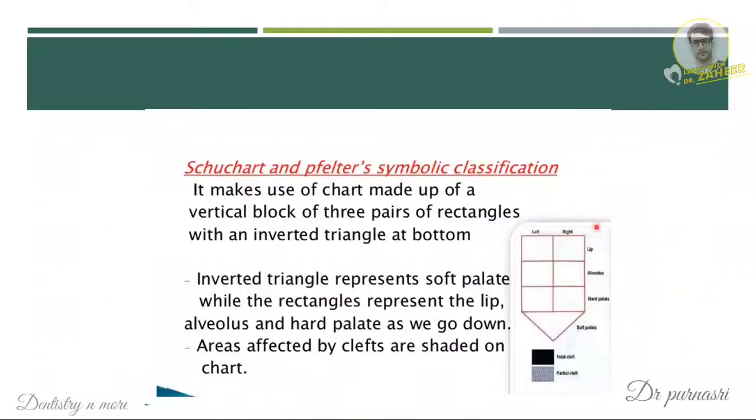There is a left and right side, and each rectangle represents a part of the anatomy. The first boxes represent the lips, the second one the alveolus, these two represent the hard palate, and the triangle at the end represents the soft palate. These boxes are colored. If they are colored fully dark, then they are total cleft, and if colored grey, it is a partial cleft.